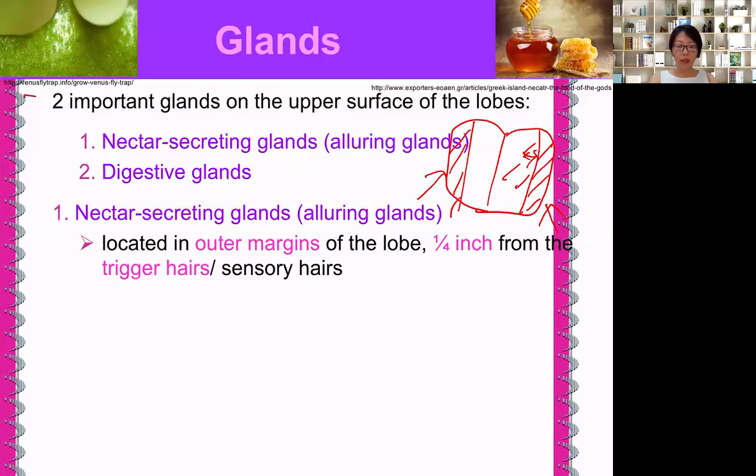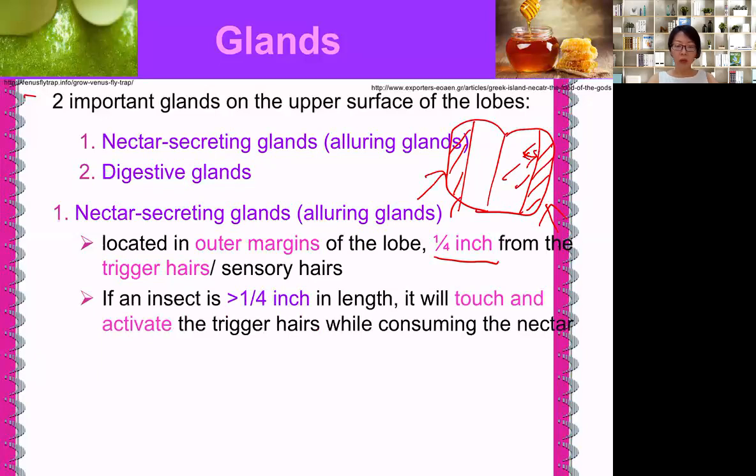So why is 1/4 of an inch very important? If the insect comes here and feeds on the nectar and the insect is very small, let's say this is the lobe and the insect is very tiny, no matter how it moves around, it will not be able to touch the hair. So it will not stimulate the hair. But if the insect is slightly bigger, as it starts to feed on the nectar and move around, it will touch the hair because it's big.